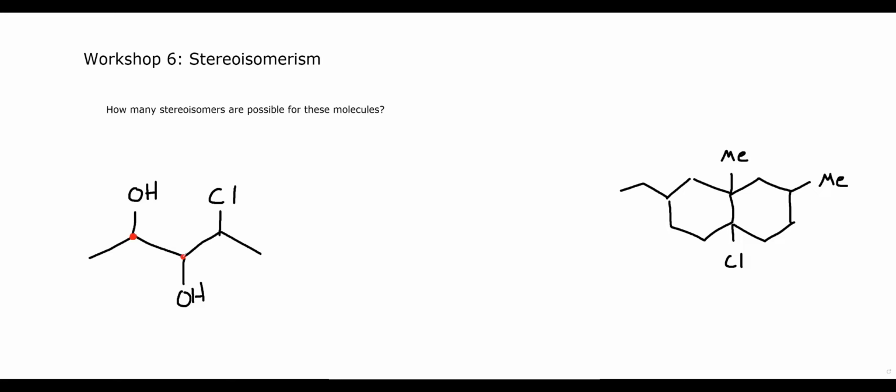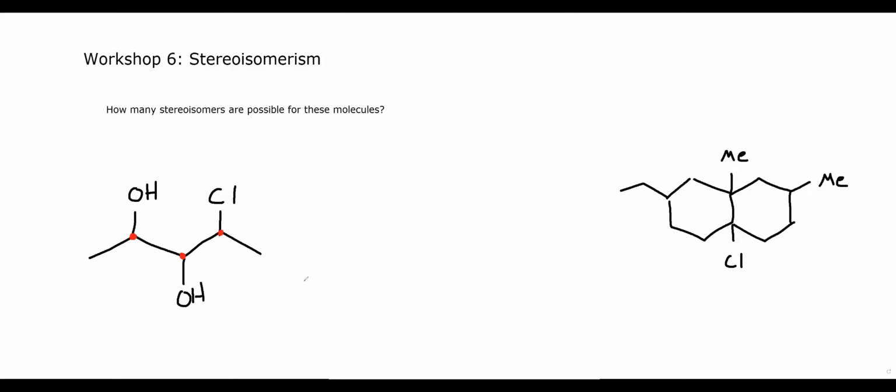The central carbon is also chiral. It's connected to 4 unique groups: oxygen, a hydrogen, and 2 different carbon chains. And then this carbon is also a chiral center, giving us 3 chiral centers on that molecule.